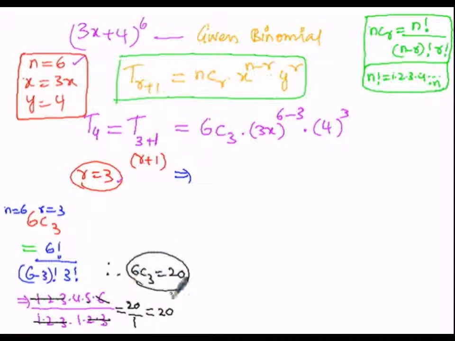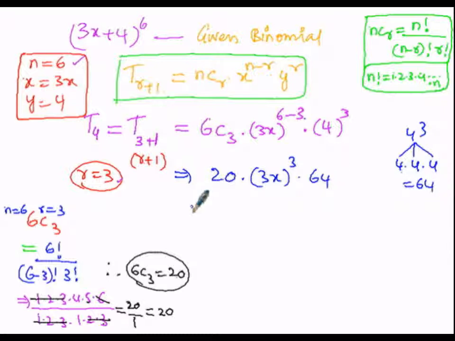So by substituting the 6C3 value, that is 20, in the next logical step, instead of 6C3 I am going to substitute 20 into (3x) whole to the power of 6 minus 3, that is 3, and here 4 cube, 4 must be repeatedly multiplied thrice. So 4 cube is 4 into 4 into 4, 4 4s are 16, 16 4s are 64. So instead of 4 cube, I can write 64.